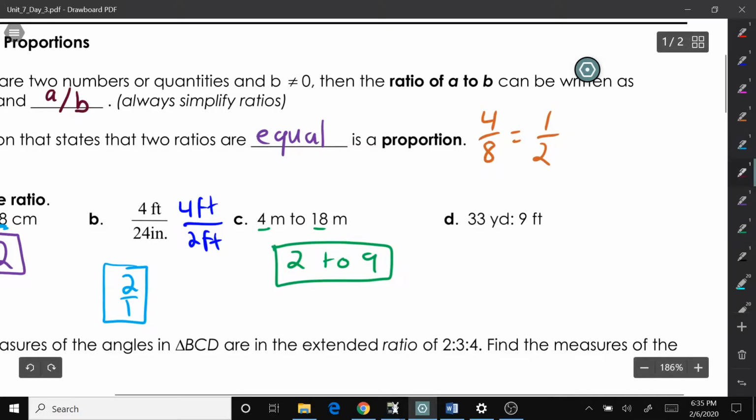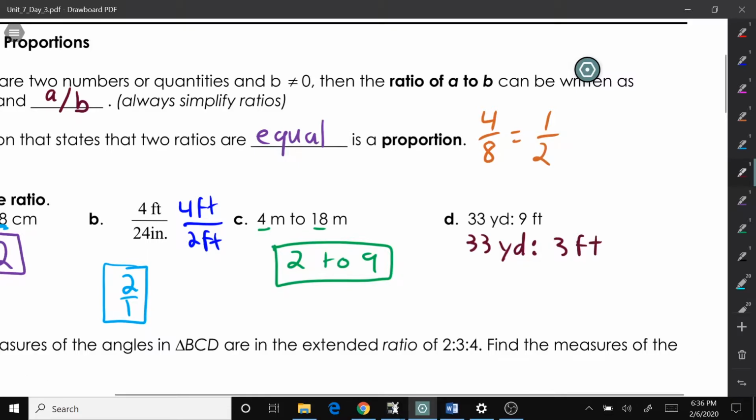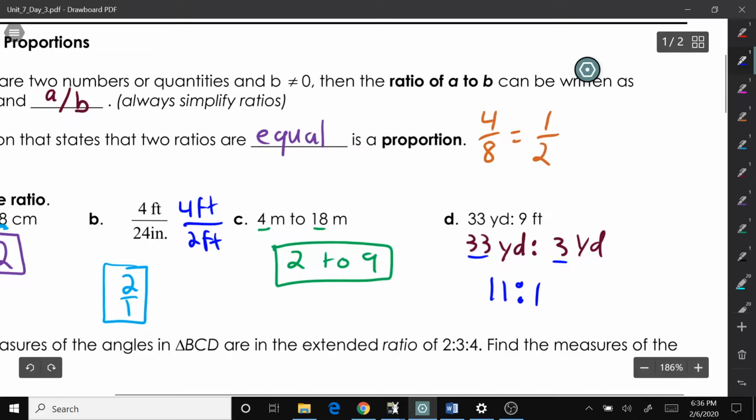And then finally, 33 yards and 9 feet. Well, again, they're not the same units. 9 feet, that's the same as 3 yards. So 33 yards to 3 yards. Oh, sorry, 3 yards. Each yard has 3 feet, and 9 feet is what we're given. And then we can simplify this. You can divide both these numbers by 3 to get 11 to 1.